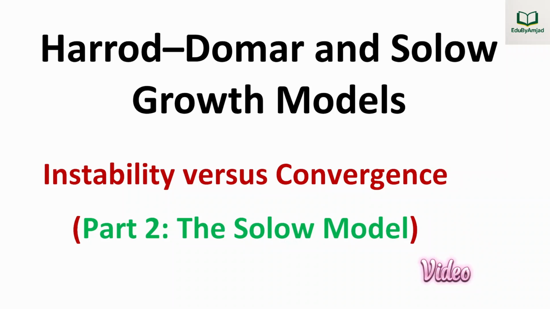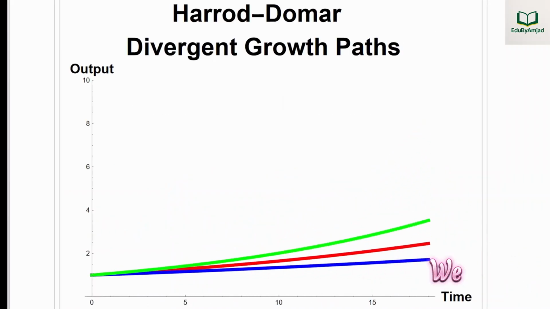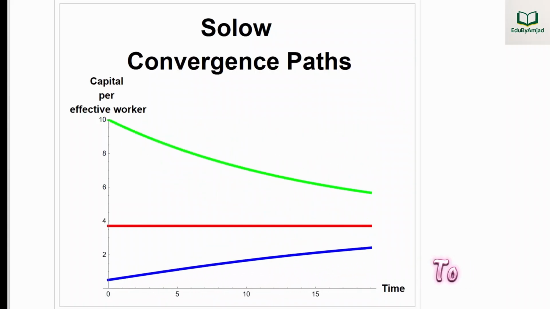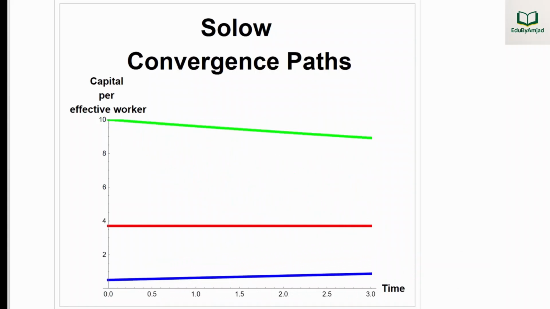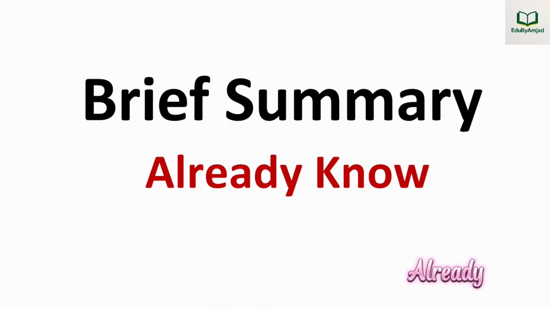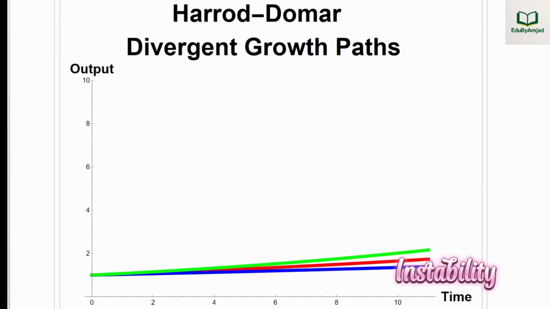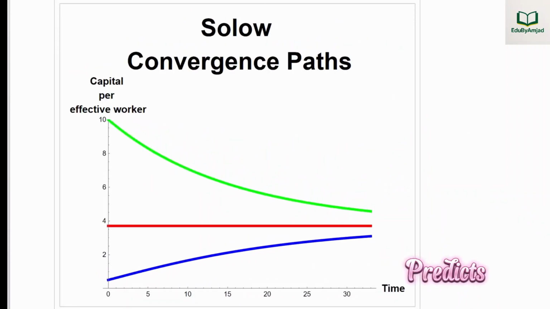In this Part 2 video, as in the previous Part 1 video, we continue our study of the two foundational models of economic growth. Earlier, we focused on the Harrod-Domar model. Now, we turn to the Solow Growth Model. Let us briefly summarize what we already know. The Harrod-Domar model predicts instability, while the Solow model predicts convergence.